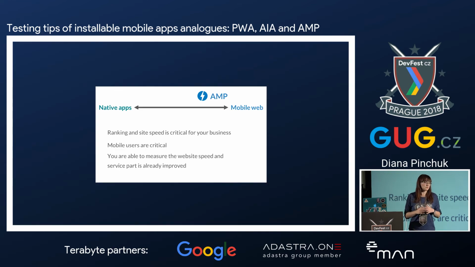Accelerated Mobile Pages are very nice if ranking is very important for you, if your mobile users are very important for you, and if you're already able to measure the performance of your website and you are pretty sure that the server part is fast enough. Because if you have a very slow server part, it doesn't matter how fast your client is.